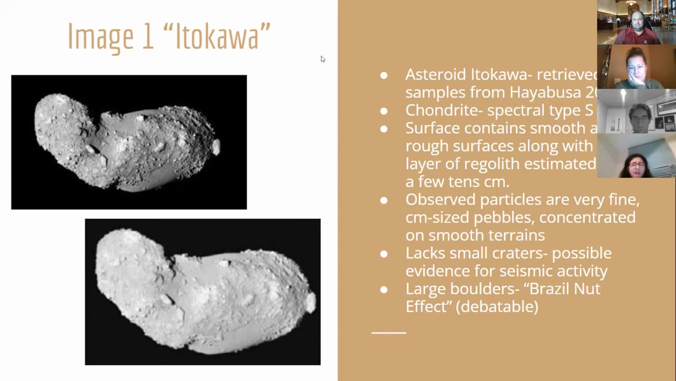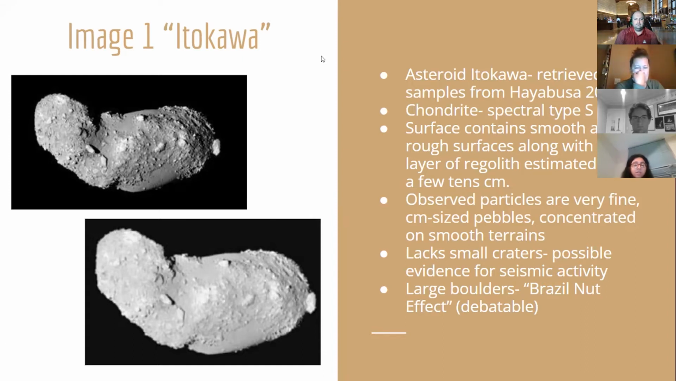Just looking at the asteroid, we can see that it has smooth and rough surfaces, and it has a layer of regolith, which is estimated to be a few 10 centimeters. The observed particles of this asteroid are very fine. They're centimeter-sized pebbles concentrated on smooth terrains, and the asteroid lacks smaller craters, and this is possible evidence of seismic activity.